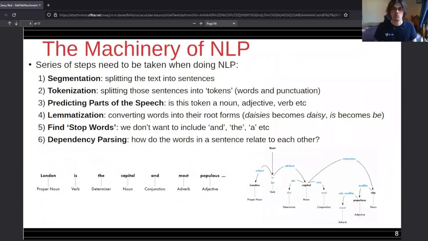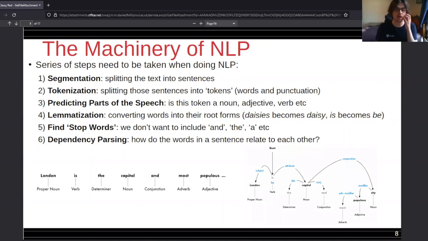I'm not going to talk too much about the nitty-gritty of the coding today, and we'll come on to why in a second. But we do need to understand the background behind natural language processing. There are a series of steps that you need to take. First of all, there's segmentation. I get a paragraph of text, and I want to split that text into sentences, and that's segmentation. I then take one of those sentences and tokenize it. I'm going to split that sentence into tokens. Is it a word or is it a punctuation point?